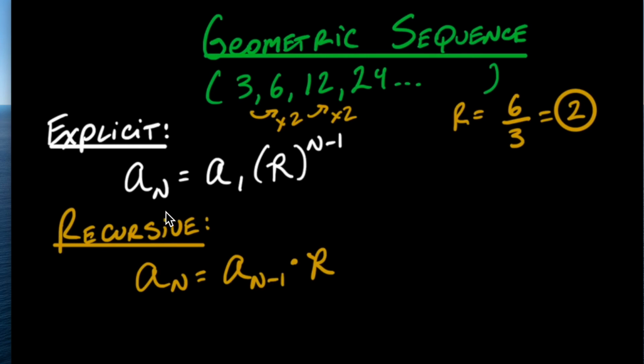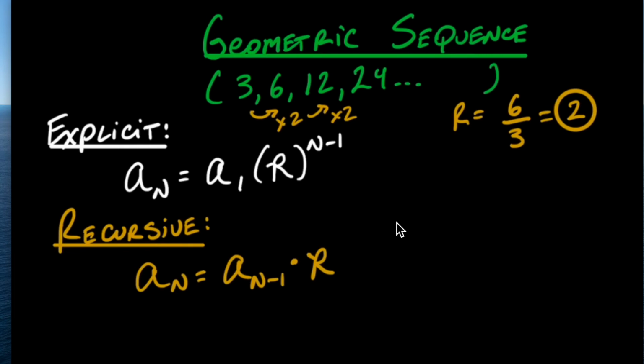Okay, but the rest is just the same as with the arithmetic sequence. A sub n means the value at position n. A sub 1 is the value at position 1. R is the common ratio, which you determine by dividing a number by the number that precedes it. And you take it to an exponent that's one less than the position that you're looking for. So n minus 1 is going to be a number. That's a slot position. Value, value, slot position.